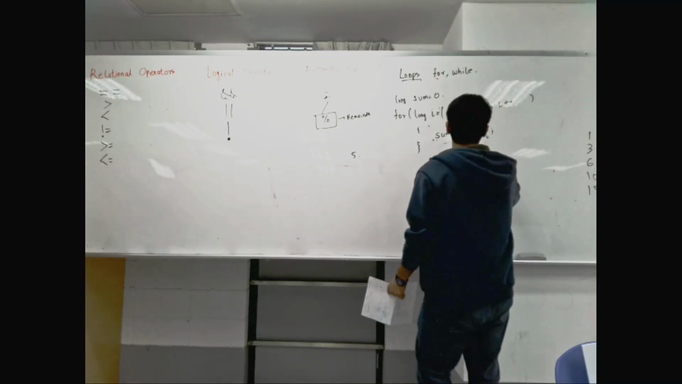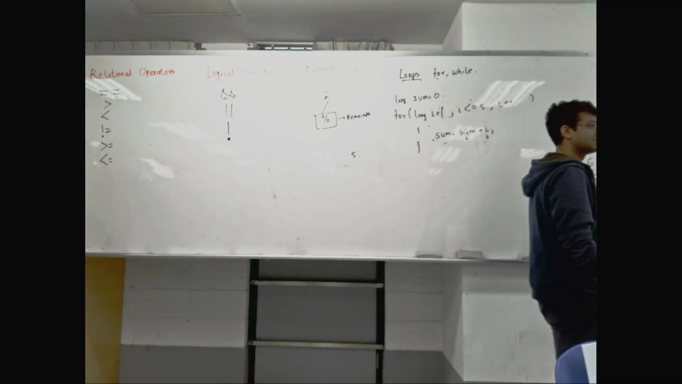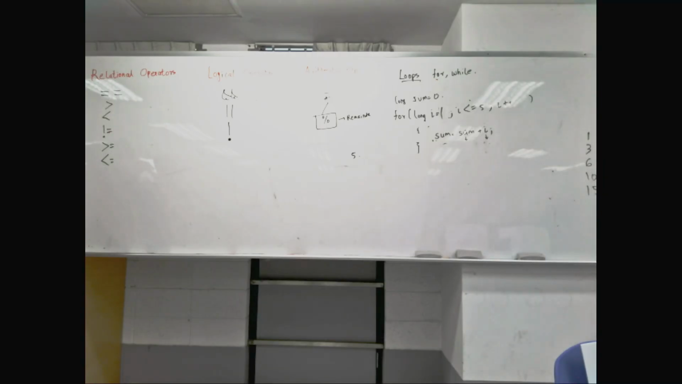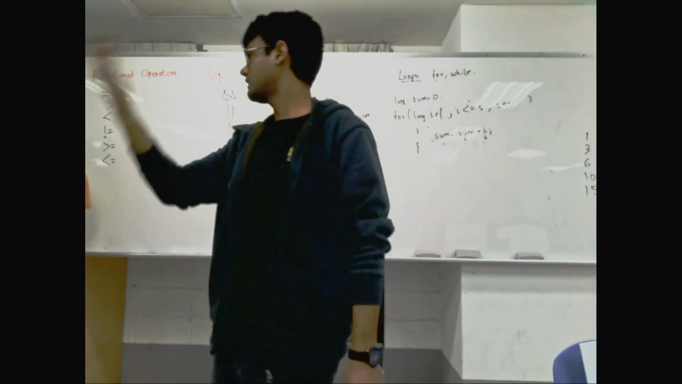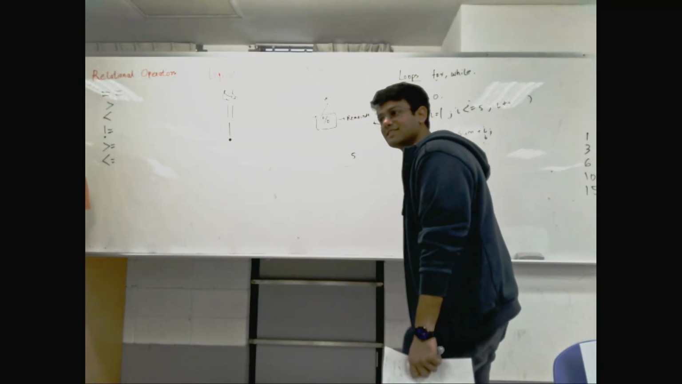So what is the sum? Now calculate 1 plus 2 plus 3 plus 4 plus 5. What is it? 15? Yeah, it's 15. You sure? Okay.